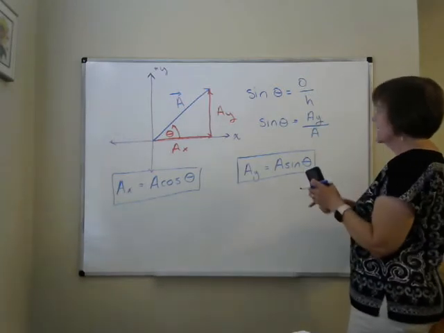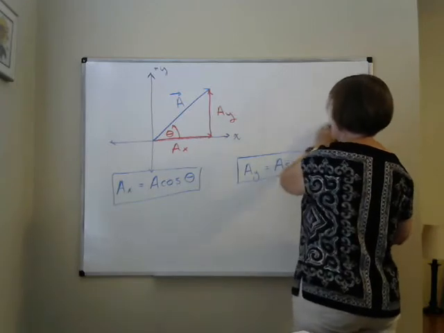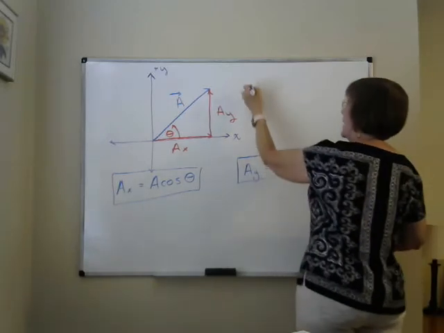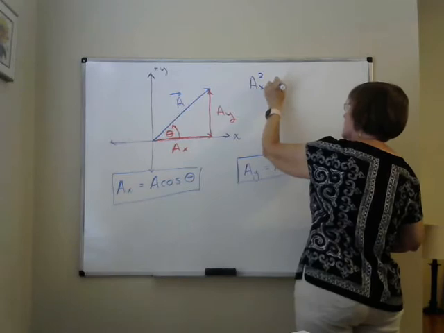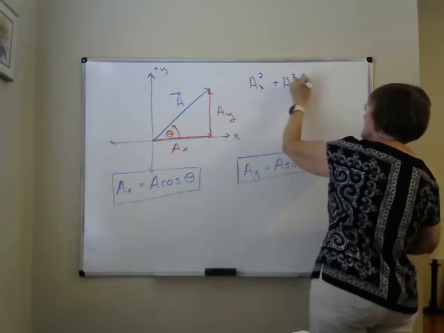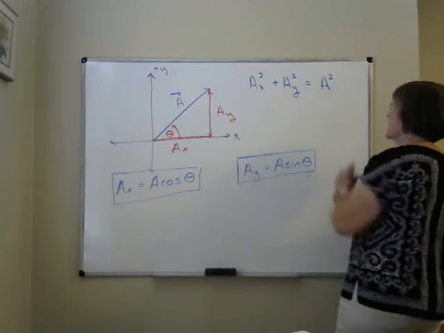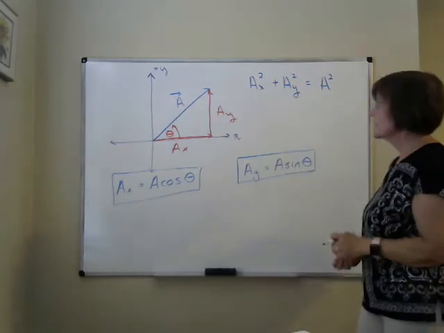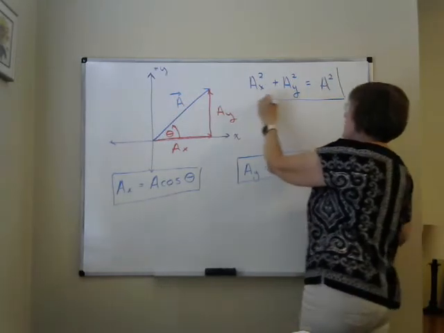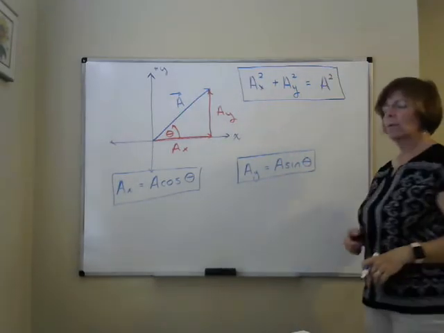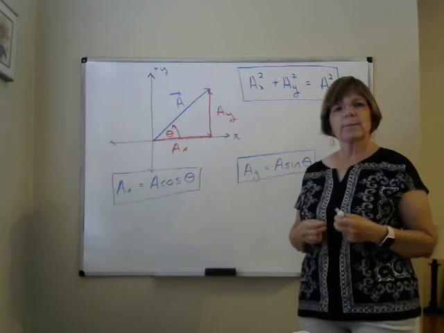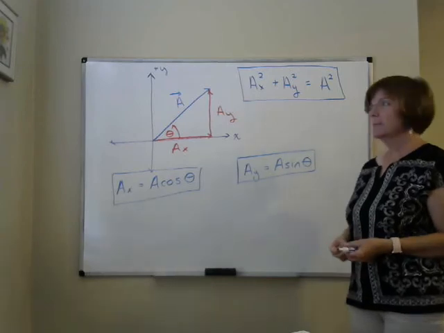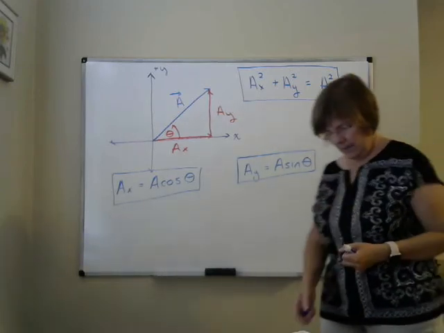Okay. Now, looking at these pictures, we also get this very important relationship, and that's the Pythagorean theorem. We know AX squared plus AY squared is equal to the magnitude of A squared. A squared plus B squared equals C squared. That's just the Pythagorean theorem. Also, a very important relationship that relates x and y components to the magnitude of the vector. Anytime you have two perpendicular vectors, you can add them using the Pythagorean theorem.